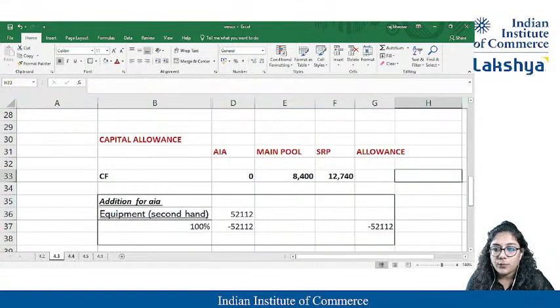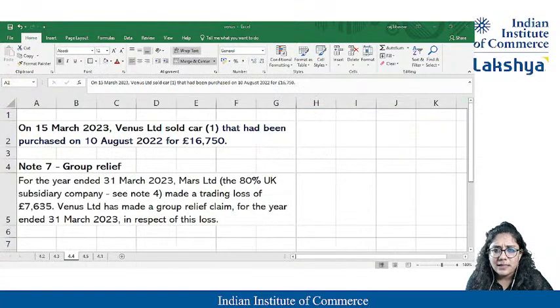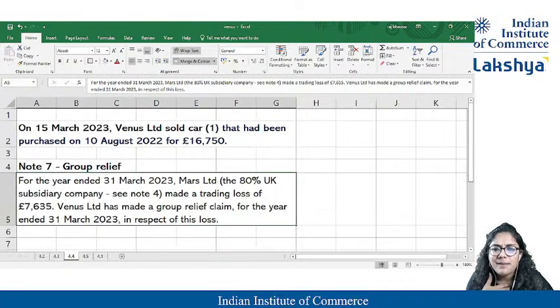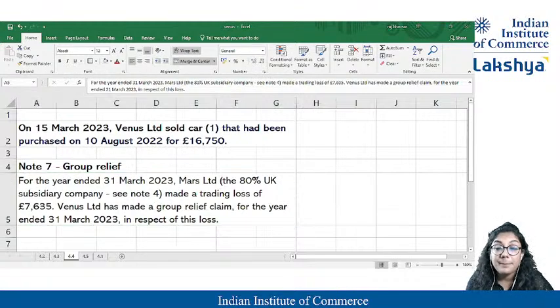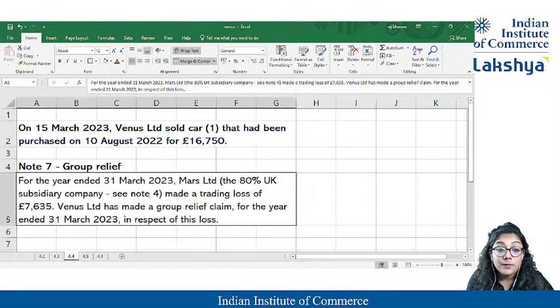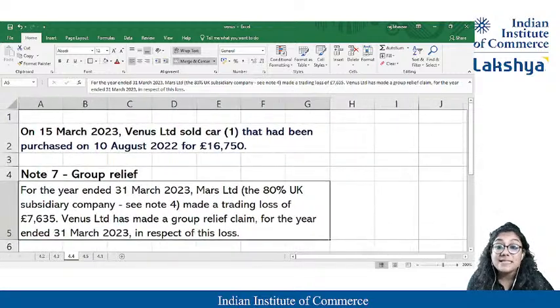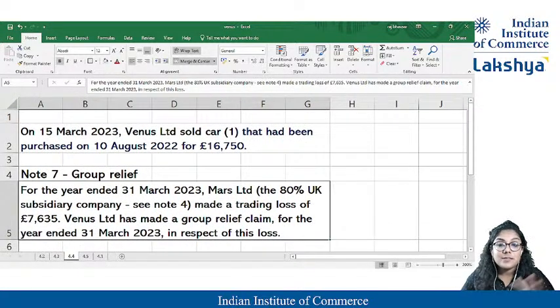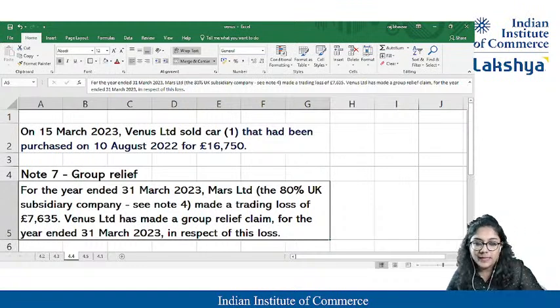Cool, chalo. Now, is there anything left with us? Yeah, ma'am, we are still left with the main criteria, how we are going to prepare. Yes, last note. Ma'am, for the year ended on 31st March, Mars Limited, on which we were having more than 75%, 80% control.